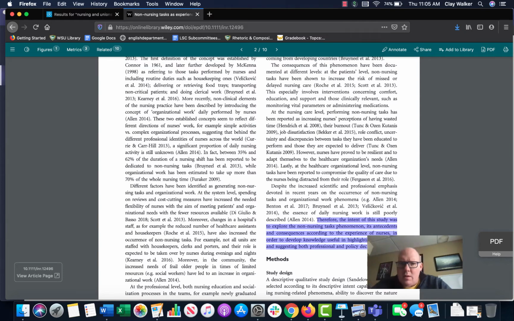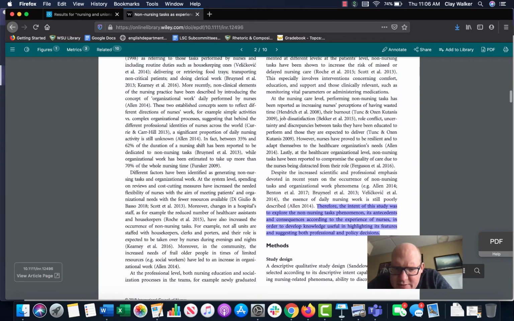Okay. And its consequences according to the experience of nurses, trying to use this knowledge to suggest maybe changes both in sort of the professional and policy decisions about nursing. So I'm guessing policy decisions might mean sort of oversight, administrative or governmental oversight of healthcare. Professional might be just how nurses do their work, or professional training, professional standards.